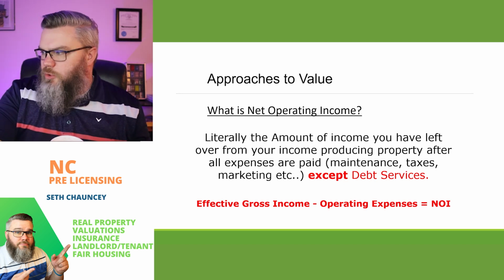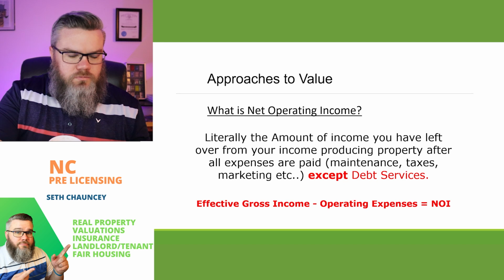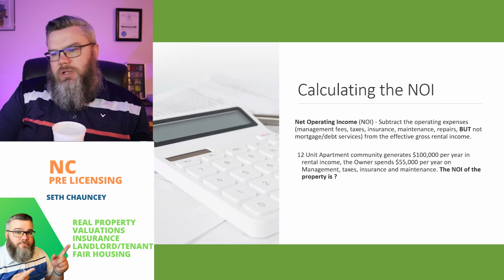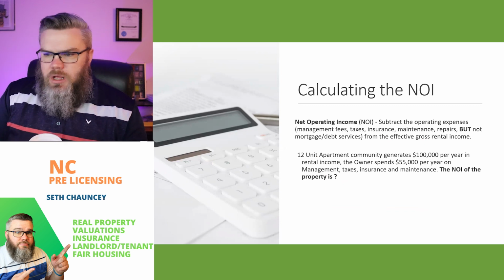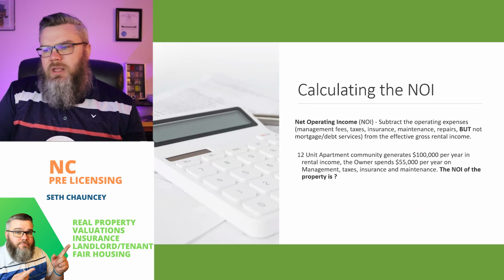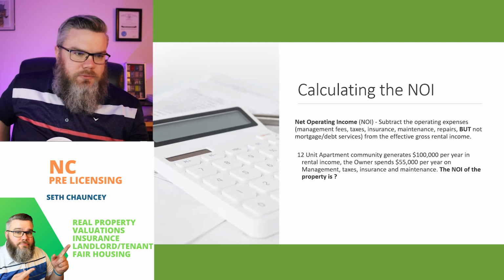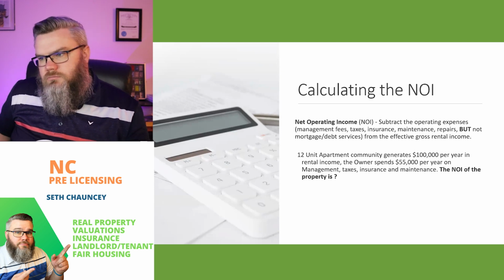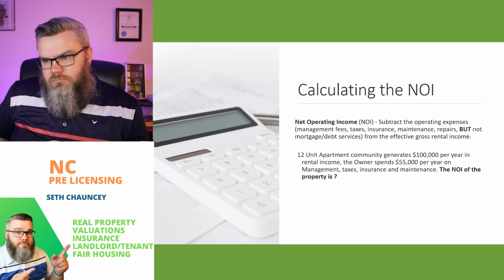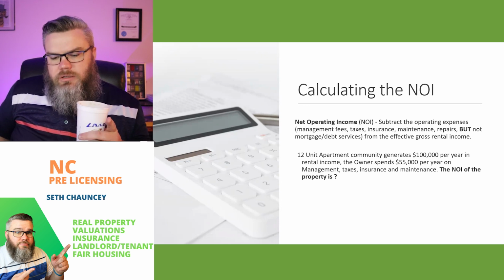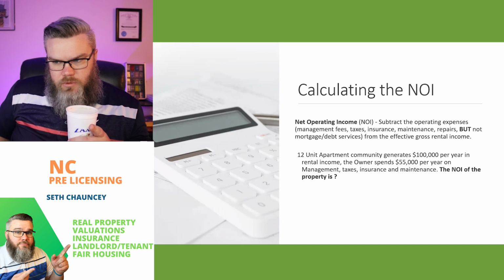So here's an example for you in a little prettier fashion. A 12-unit apartment community generates $100,000 per year in rental income. The owner spends $55,000 per year on management, taxes, insurance, and maintenance. The NOI of the property is... now this is where I was telling you, some steps have been knocked out. So what is the NOI on this one? Not the value, the NOI. What is your net operating income?